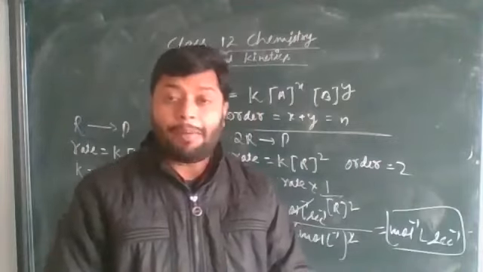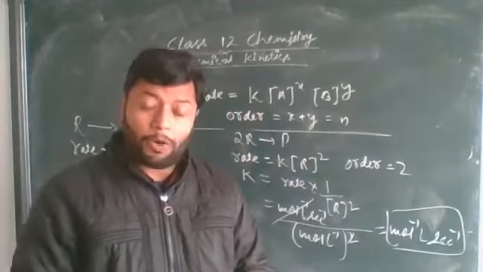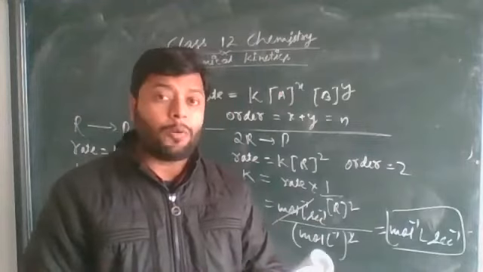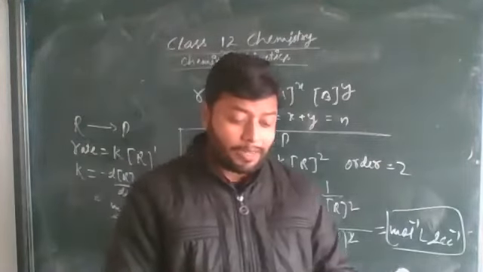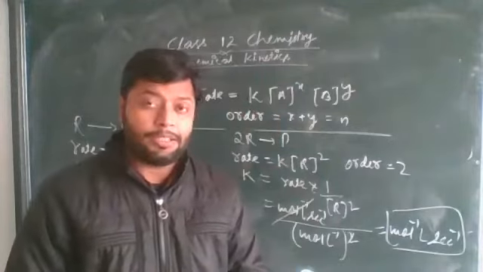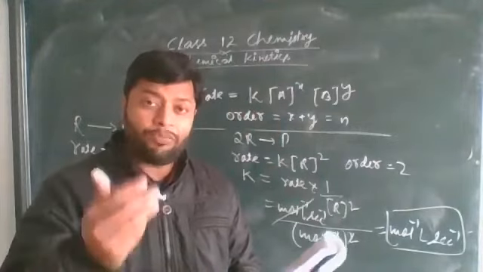The next thing is table number 4.3, which actually gives the unit of k for the different orders of reaction.